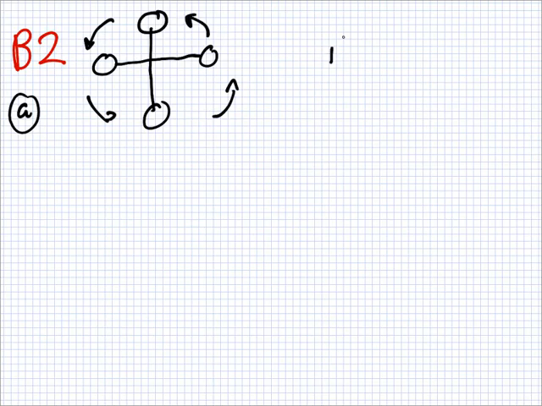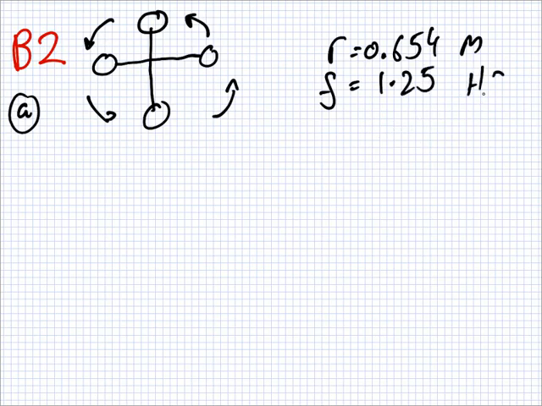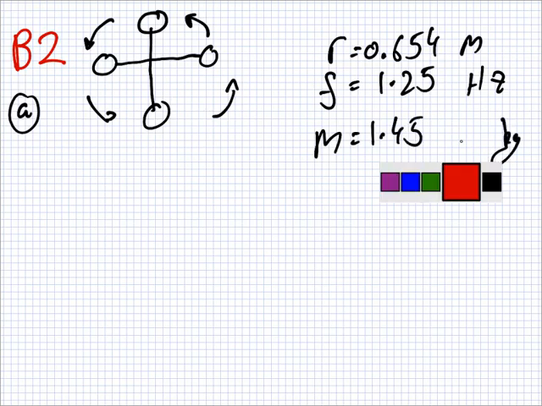Now the radius is 0.654 meters. The frequency is 1.25 hertz. And the mass is 1.45 kilograms. He likes this question, I think, because he's asked this exact same question twice in the last 3 years with the bucket being spun around.